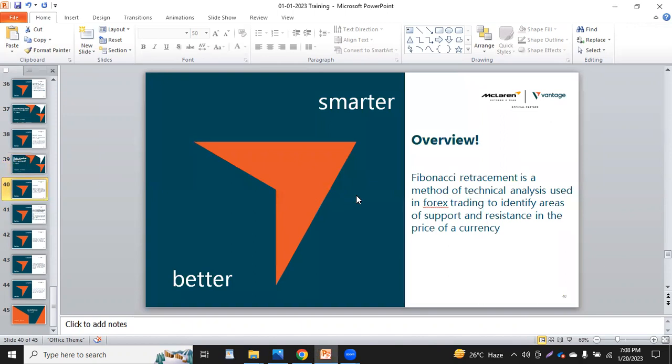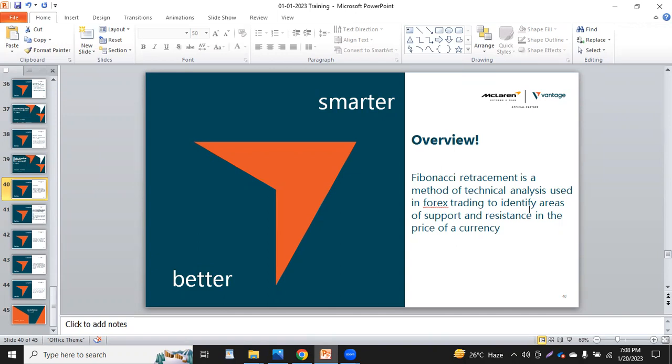So overview, Fibonacci retracement is a method of technical analysis used in forex trading to identify areas of support and resistance in the price of a currency. So Fibonacci is an easy tool for drawing support and resistance, and it's more accurate. You can find it more accurate than you drawing that support and resistance manually by yourself.